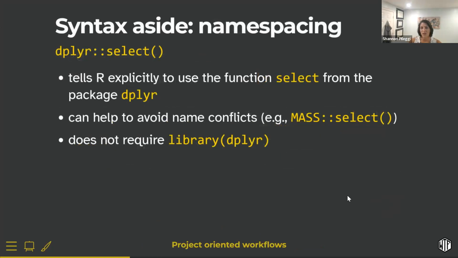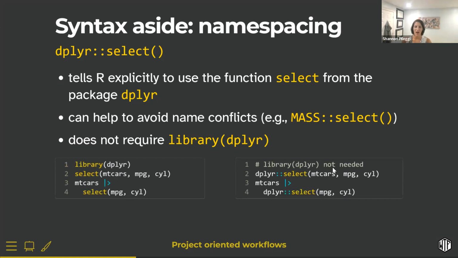Another thing that you might see in our code is namespacing, and namespacing refers to the double colon. So we're doing package::function. And this is telling R explicitly to use the select function from the dplyr package, which can help you avoid name conflicts. So for example, the MASS package also has a select function, which does something very, very different. And it does not require you to run library(dplyr) if you are namespacing that function. So here's an example of how you could do the same equivalent code with namespacing if you're not familiar with that syntax.